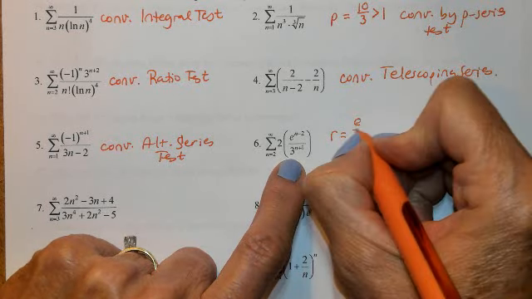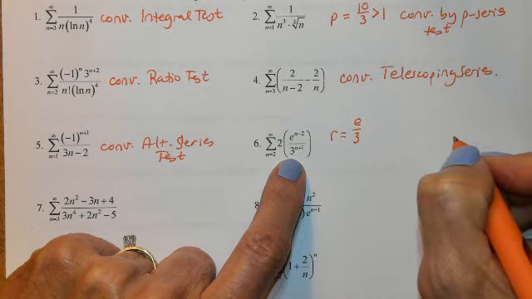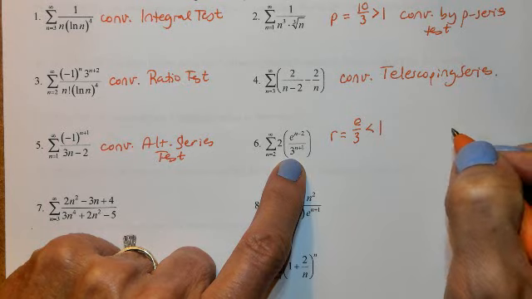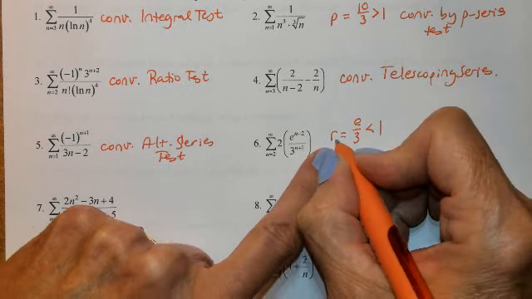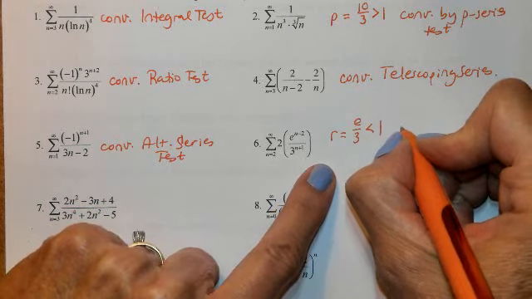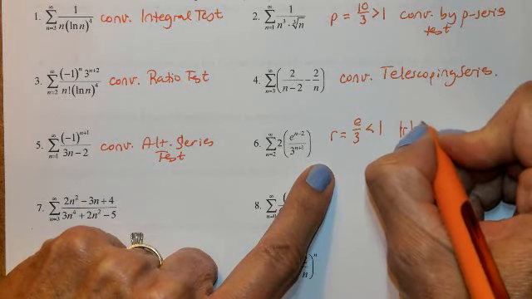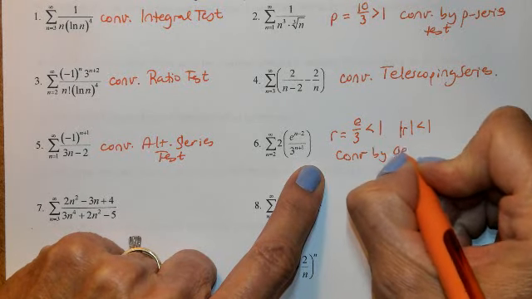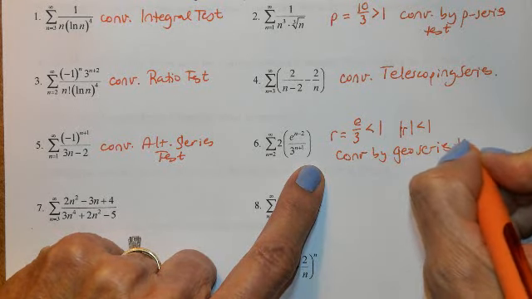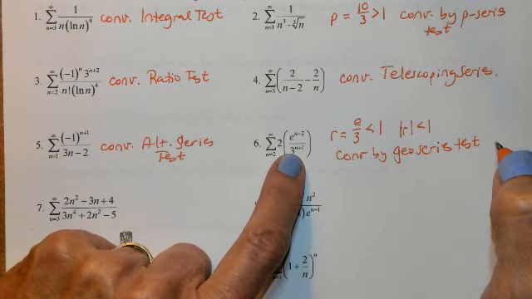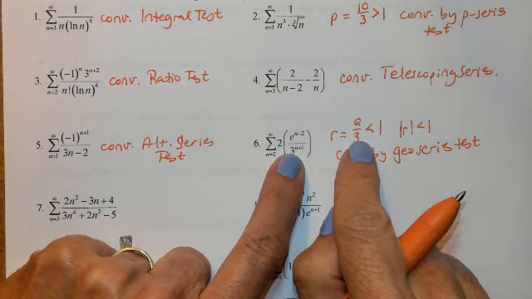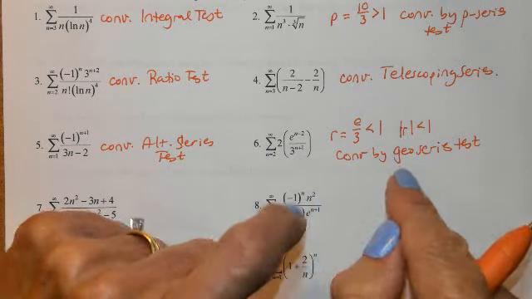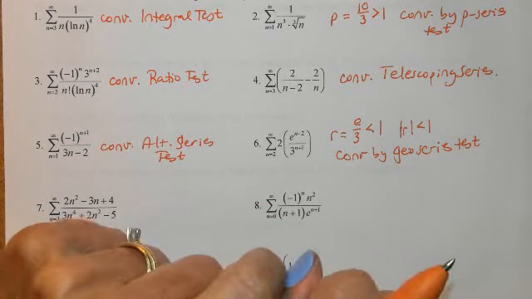R would be e over 3, which is less than 1 because e is about 2.7 something, right? So that's less than 1. If the absolute value of R is less than 1, then the series converges by geo series test. If you did the ratio or root test, you would also get e over 3, which is still less than 1, so you could say it converged by ratio test or by root test, okay?